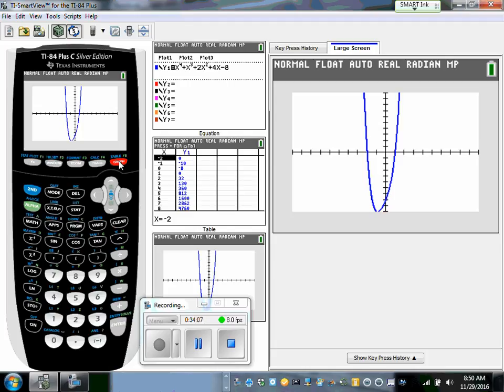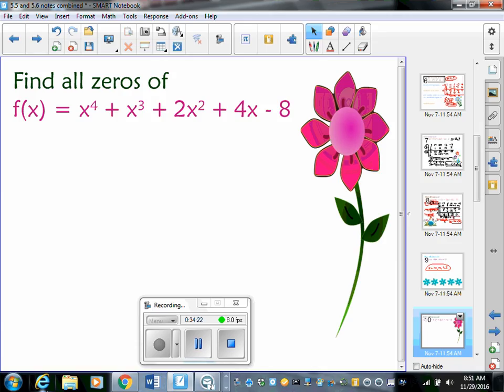All right. How many answers does this problem have? Should have 4. How many do I see on my graph? I see 2. Negative 2 and 1. You guys good with that? So x equals negative 2 and 1. So I can see those. So what do I have to do? Tell me, what do I do?